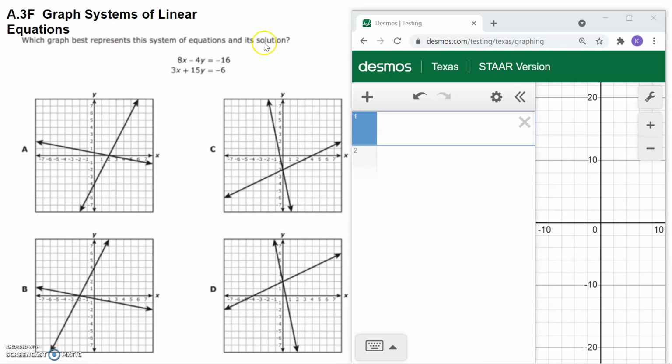Which graph best represents the system of equations and its solutions? So again, on this one, what you need to do is solve for y. Why? Because x and y are on the left side. So what I do is, y equals, divide.